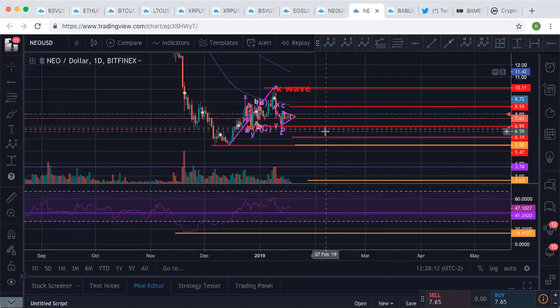If we do get that wave up, we can look at entering a short around that region, because overall the trend is really bearish, and it's a very clear failed impulse here. There's really no way around it to be bullish at this point. I don't see it going above $10. I don't even see it going above $9. So yeah, that's the NEO analysis for today.